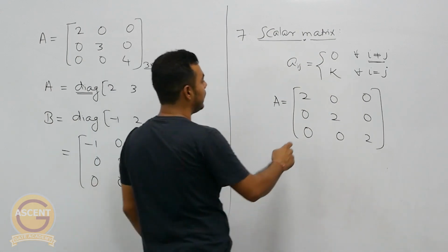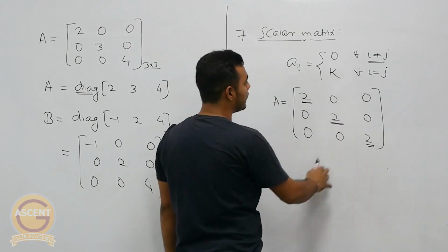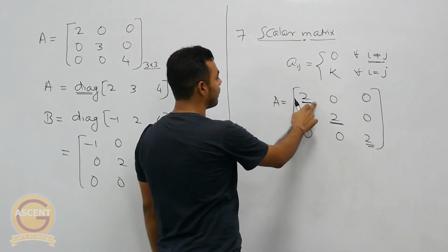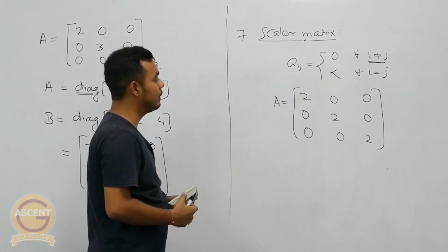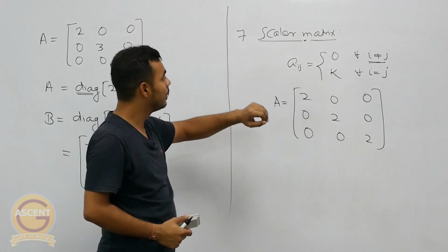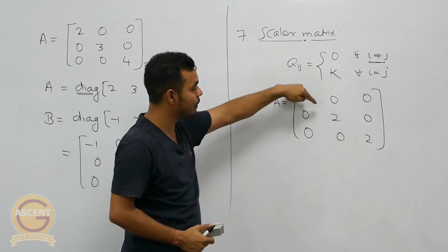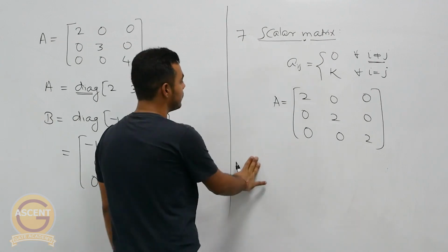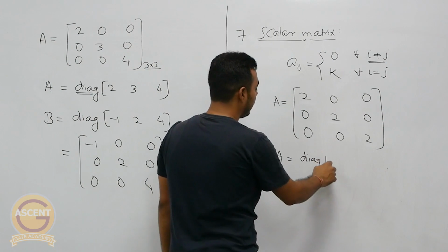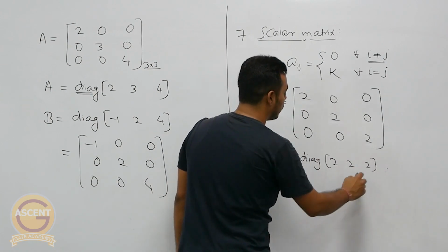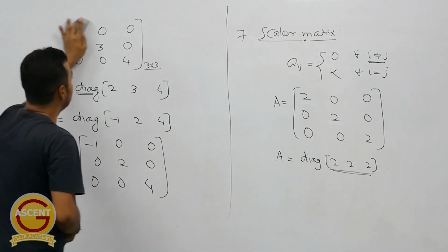So for these three elements, you can see that i and j are the same, and this is some constant. So basically a scalar matrix is nothing but a diagonal matrix in which all the diagonal elements are the same. A matrix will be a scalar matrix if all the diagonal elements are the same and off diagonal elements are 0. And I can also write this scalar matrix as diag(2, 2, 2) because it is a diagonal matrix. So this was number 7, a scalar matrix.